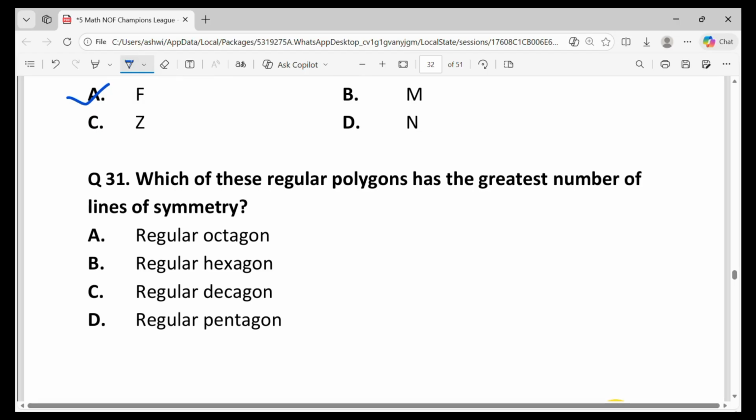Question 31. Which of these regular polygons has the greatest number of lines of symmetry? A regular polygon with n sides has exactly n lines of symmetry. An octagon has 8 sides, a hexagon has 6, a decagon has 10 sides, and a pentagon has 5 sides. So the answer is C, a regular decagon.